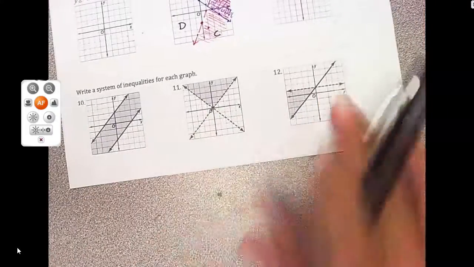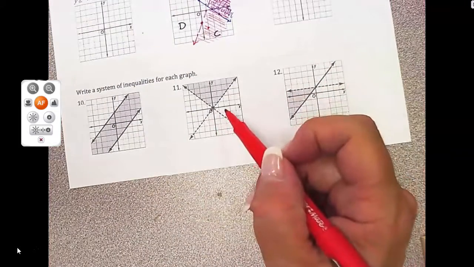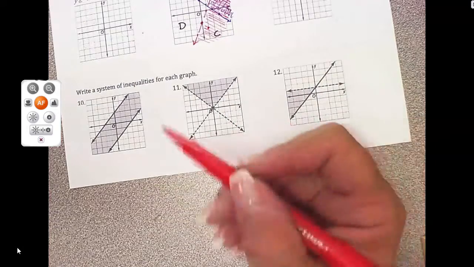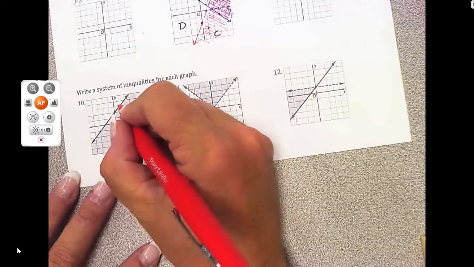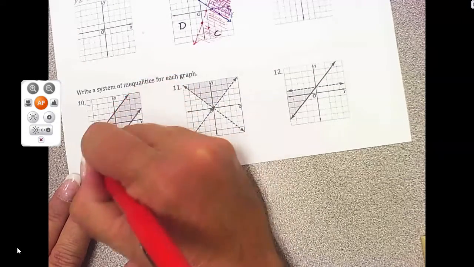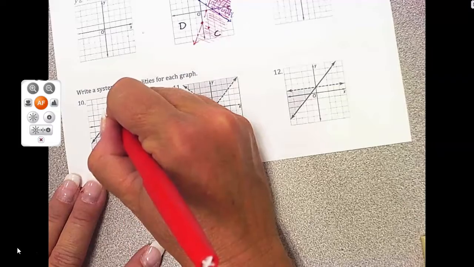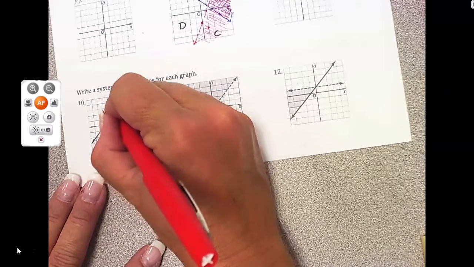And then one more type of problem that we didn't get an example on today, 10, 11, and 12 here. We've got to come up with the equations for these lines, and then that would be our system. So let's take a look at number 10. And I want to see what is the equation of this line. And I can see that my intercept is at 2 and my slope is rise 1, run 1.